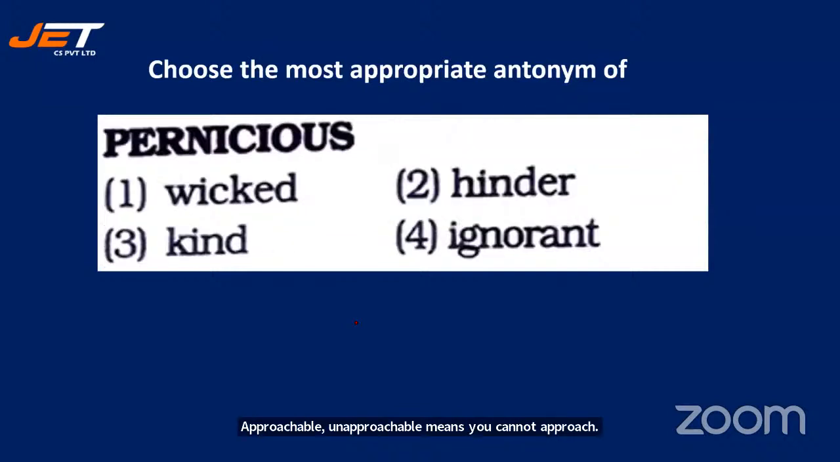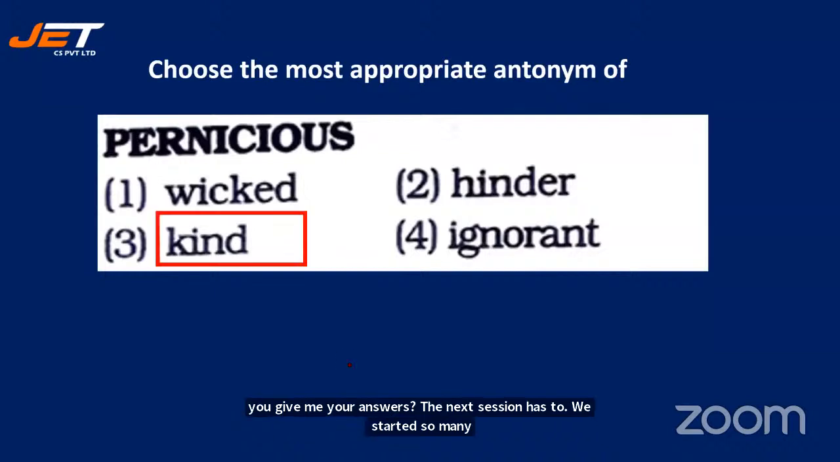Okay. Next is pernicious. What is the antonym? Is it wicked, hinder, kind, ignorant? Quickly give me your answers. The next session has to be started. So many says option 2, option 4. All right. The option 3 is the right answer.